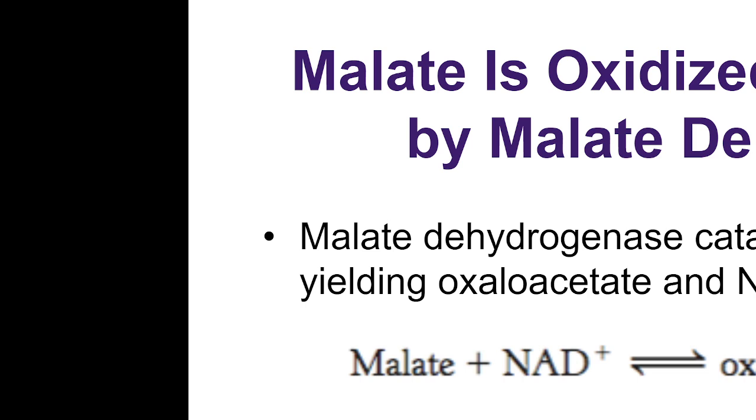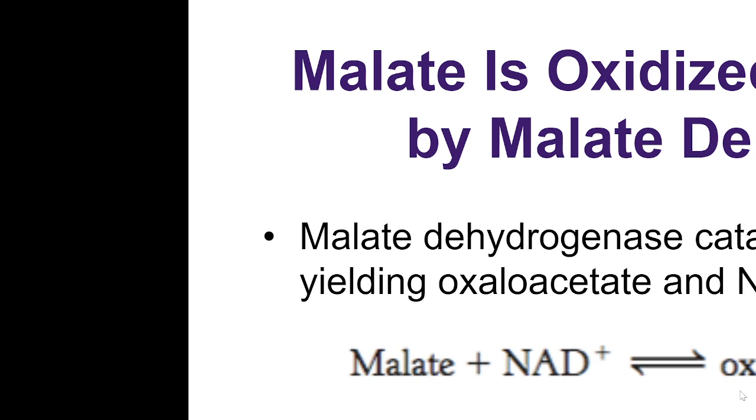So here, this is where we left off. We have the malate dehydrogenase catalyzing the oxidation of malate. This yields oxaloacetate and the NADH. And this is an equilibrium right here. So remember, that's an equilibrium step.